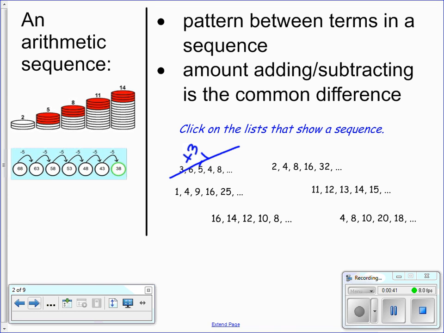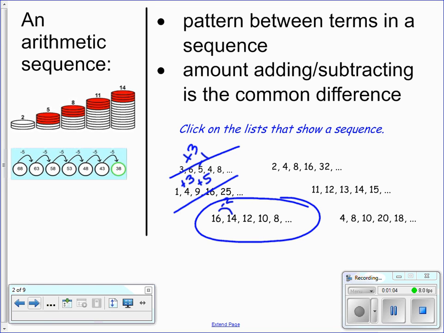The next one, we go from 1 to 4, so that means plus 3. And then from 4 to 9, that's plus 5. That's not an arithmetic sequence. This one is going from 16 to 14, that's minus 2. And then 14 to 12, and then minus 2 to 10, and minus 2 to 8. That is an arithmetic sequence.